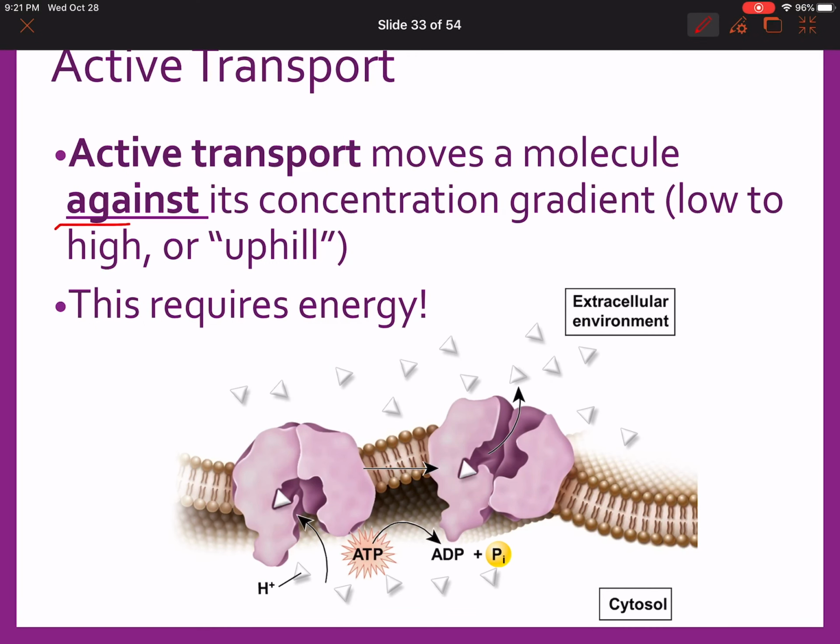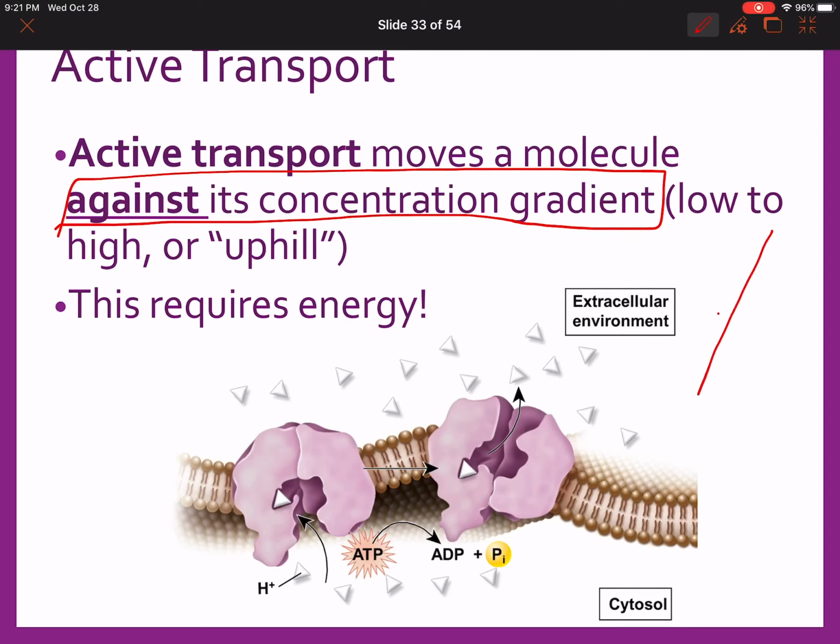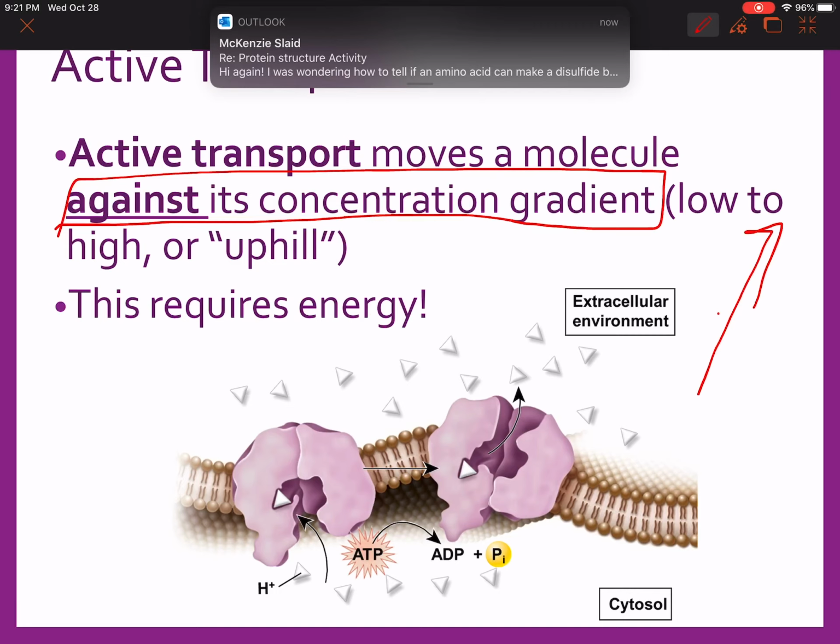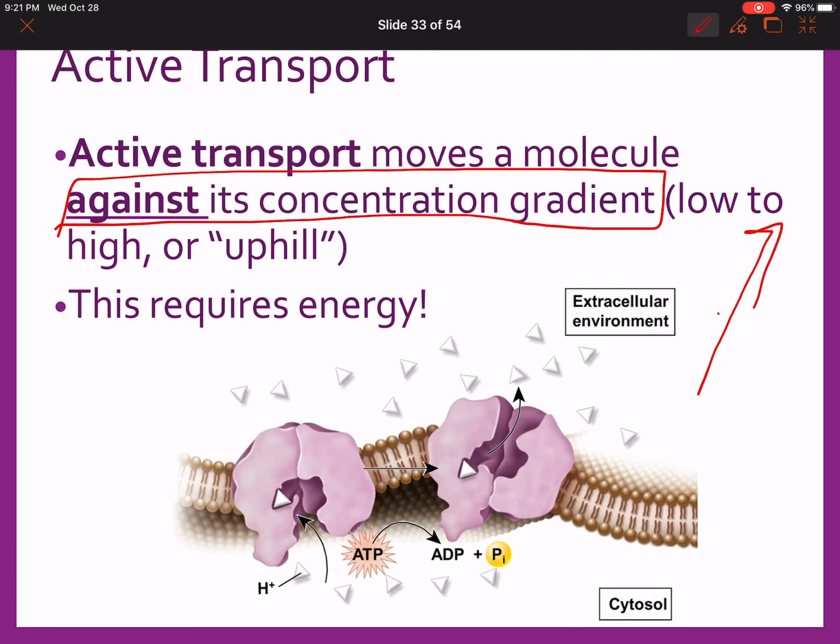So active moves against its gradient. It moves from low to high. Basically, we move from where the molecule isn't to where it is, and we make it more concentrated. It doesn't want to go there, so we use energy to force it there.